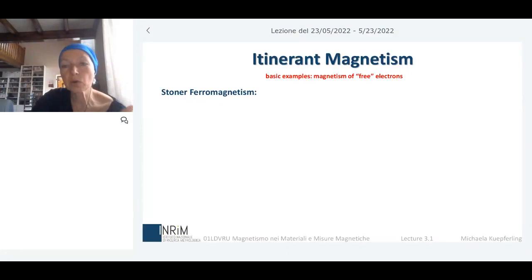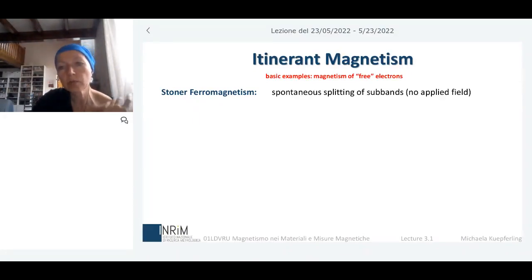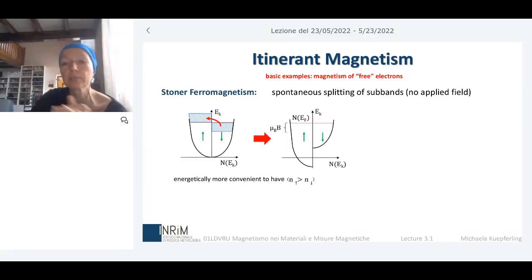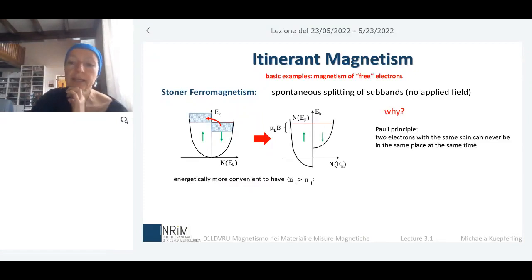Now let's apply the same concept to ferromagnetism. And this is the so-called Stoner ferromagnetism, always of free electrons. As we said before, ferromagnetism always requires a spontaneous alignment of magnetic moments. And here we have a spontaneous splitting of these spin up and spin down subbands without an applied magnetic field. First we had it proportional to the applied magnetic field. Now we have it without an applied magnetic field. And why is it like that? Again, here the Pauli principle plays a very big role.